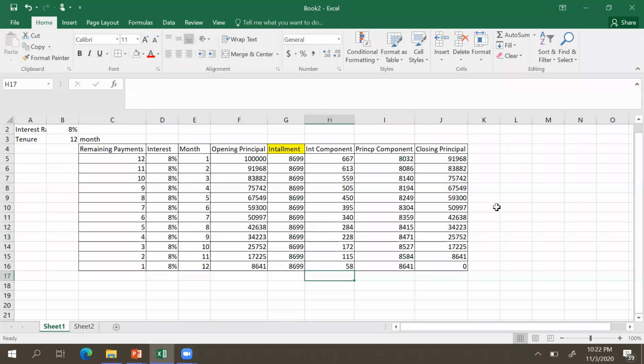Now suppose we want to keep our EMI constant and play with the tenure. Then what will happen? Suppose I change this interest rate to 10%. One thing I said was that the EMI will increase and the tenure will remain constant. Suppose I want to keep the EMI constant. Suppose I make it 8699.